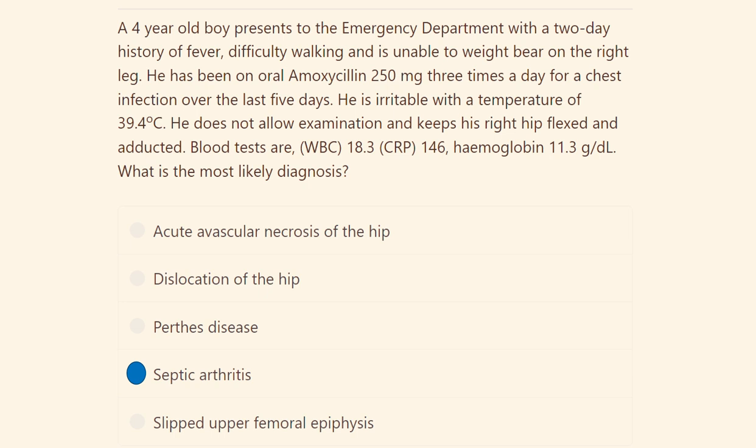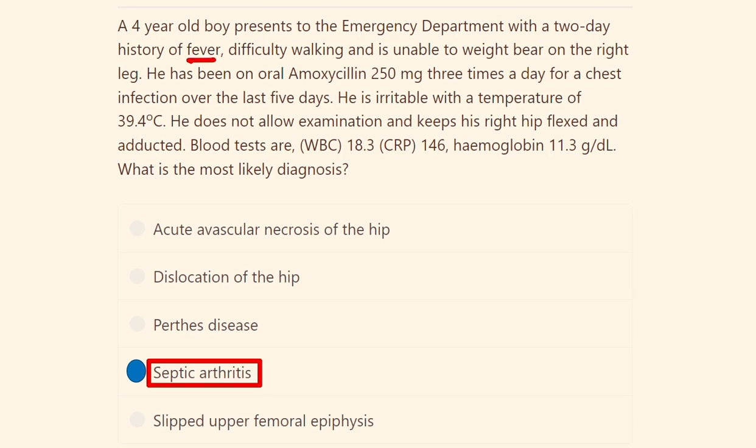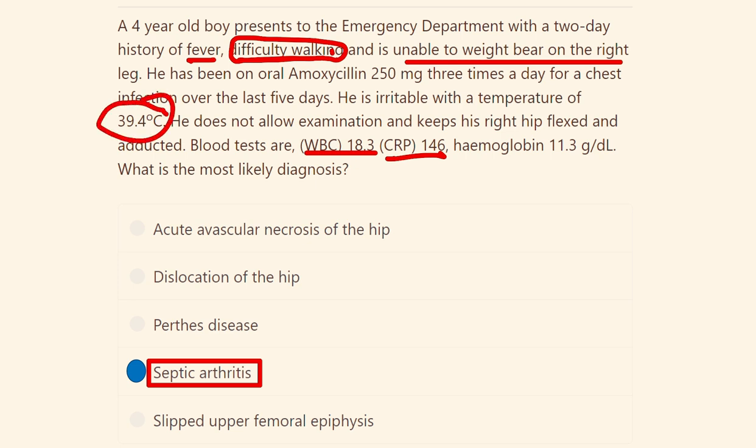So what is our diagnosis? Our diagnosis is septic arthritis. Why septic arthritis? Because first of all, see there is the fever and difficulty walking. That means the affected joint is unable to bear weight. And here we can also see the blood tests. WBC count is high, which is 18.3, CRP very high, which is 146. So it is in favor of septic arthritis. Also temperature is 39.4, which is very high. So it is septic arthritis.